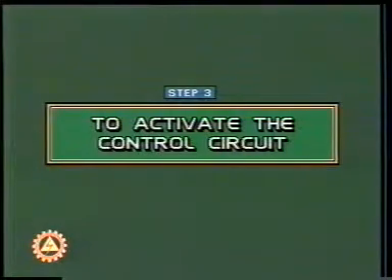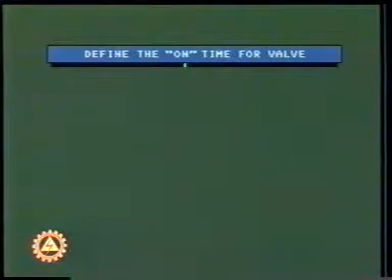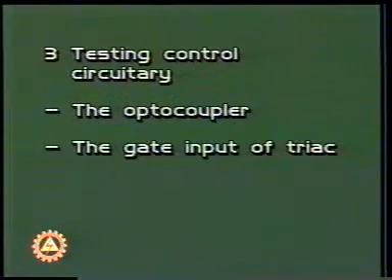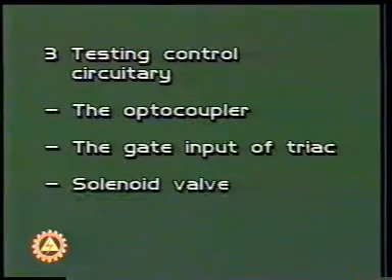In the last step, we test the control circuit of the system and analyze its functioning. We execute software developed in third step and observe that the solenoid valve should be on for the defined time. If it is not, we analyze signal levels at the optocoupler, gate input, solenoid valve and take the corrective actions.